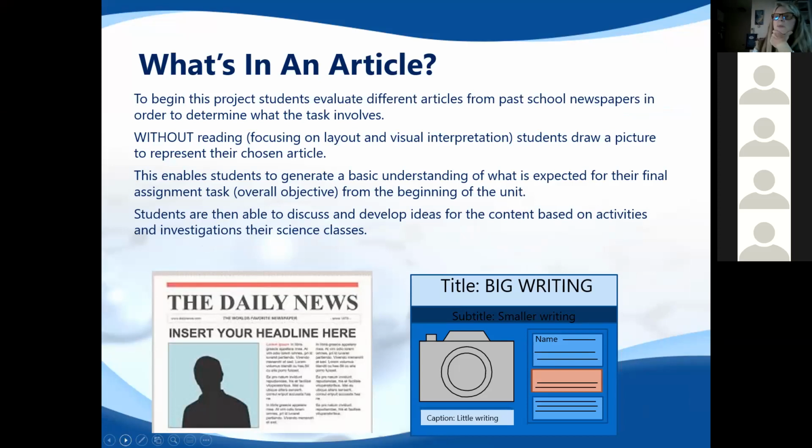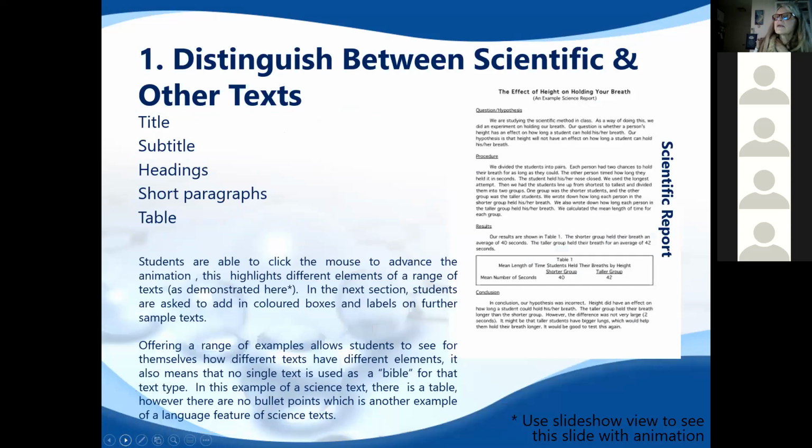So the student compared how a newspaper is different from a scientific article, right? So just talking about structure, how people structure things. So look at this. Here we have a newspaper. It has a big writing, it has a big picture of someone, and it has a short story on the side. But this is a scientific paper.